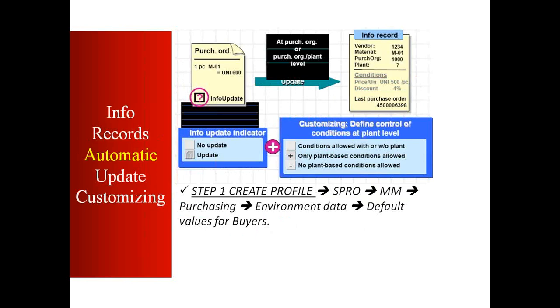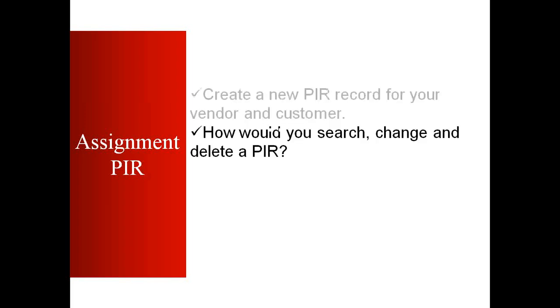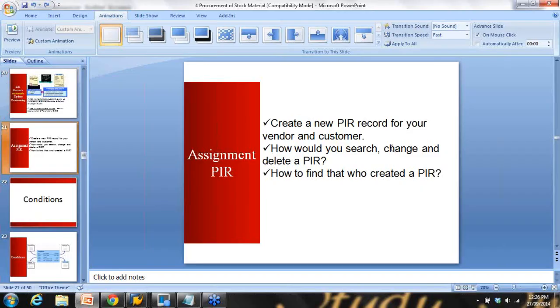Okay, so that's the end of the PIR topic, purchase information record. Now before you go ahead, I want you to stop here for a minute and do this assignment. First of all, create a PIR record for the vendor and customer you wish. How would you search and change or delete a PIR? Okay, that's another important question. How do you delete a PIR?